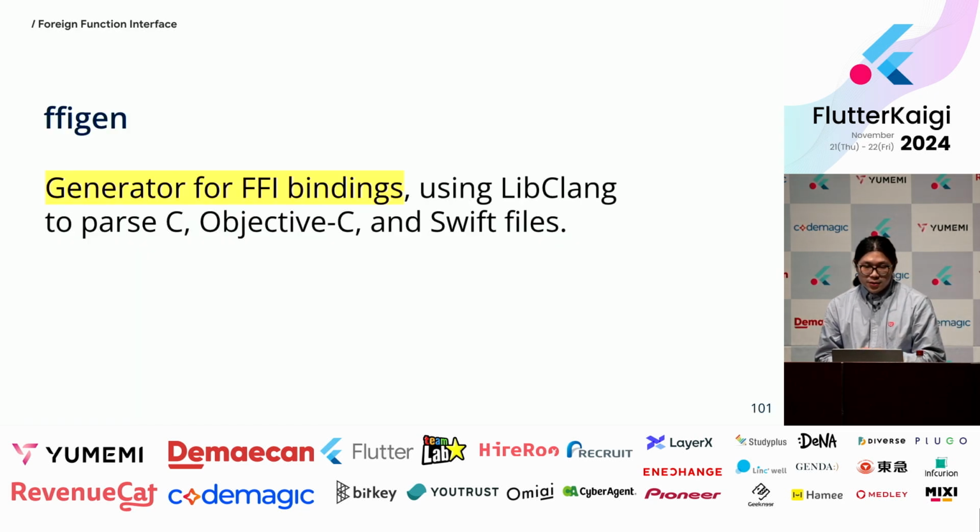And then there is also the ffigen package, which can automatically create these lookup functions through code generation techniques. It conveniently handles the data type specification without any hassle. If you are using a library like SQLite or OpenCV, I recommend using ffigen.